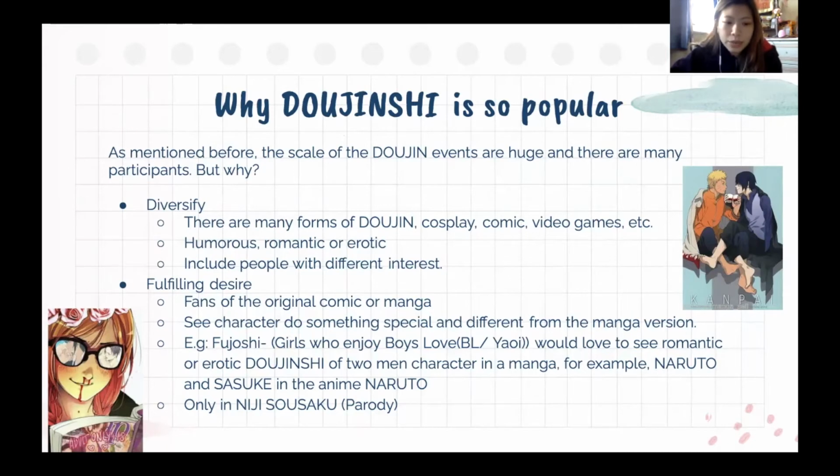Secondly, it can fulfill the fans' desire. Fans of the original comic or manga would love to see the characters of the manga do something special and different, such as fujoshi, which means girls who enjoy boys' love. That is what we call BL or yaoi in Japan. They would like to see two male characters develop love in romantic or erotic doujin creations, for example, Sasuke and Naruto in the anime Naruto. It can only happen in niji sosaku, which means parody.